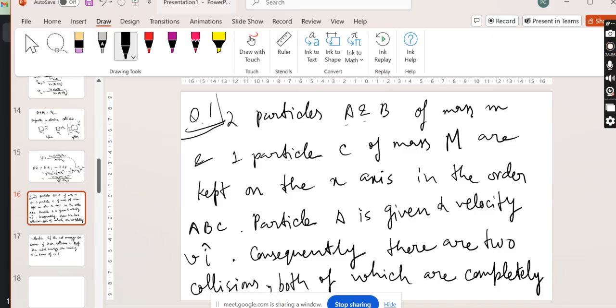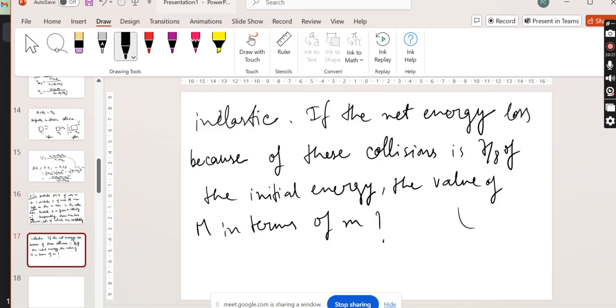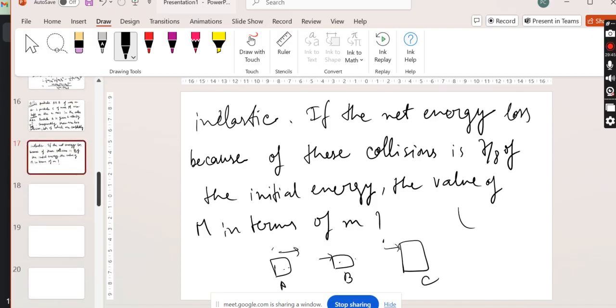That A, B, C are kept on x-axis, kept. That means initial velocity is 0. Only one has the velocity, and the particle A is given a velocity. The other particles did not have any velocity. So basically, this is B, this is C, this is A. A was given a velocity, and both the collisions are inelastic. A collides with B and sticks, and it becomes A plus B plus C, and that's why they were moving.